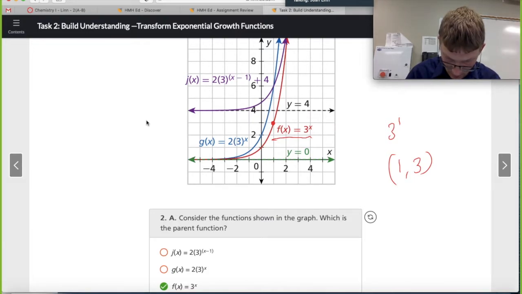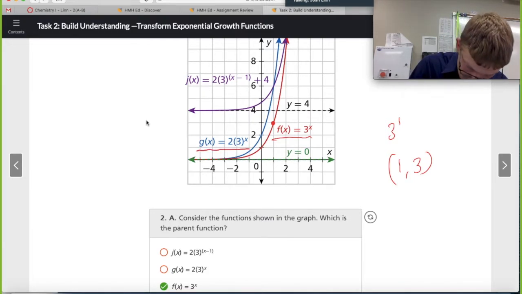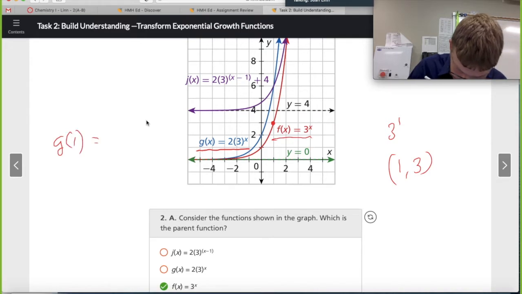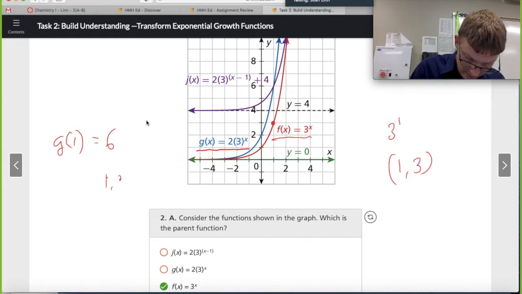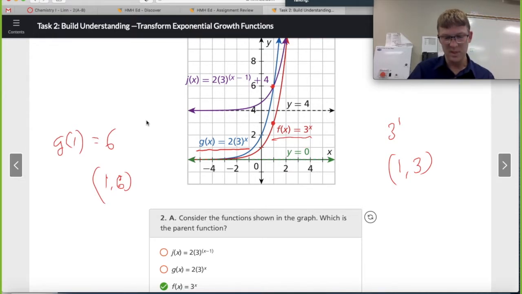So then g of 1, g is right there. G of 1 is going to be equal to 6, right? So that's 3 to the power of 1, which is 3, times 2 is 6. So that's going to be (1, 6). And that's our blue line, remember. So again, it lines up, but that first number is different. So this is a more growthy, I don't know, it grows faster exponential curve.